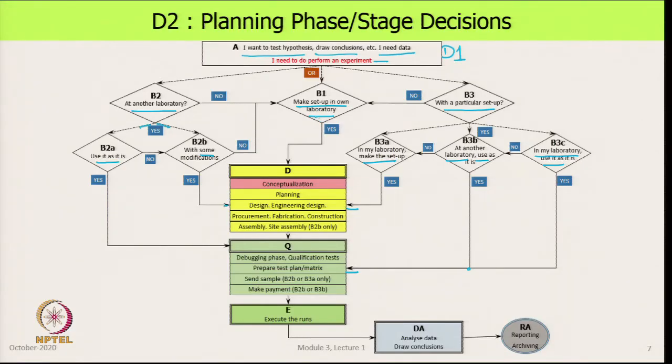If you have to make everything in your own lab and no particular setup is required, then we are at this point, which means that I can't go to another lab. I do not have any particular setup that I have to make. I have to design everything from first principles. Then we come here to the detailed design phase, and this becomes D3. And then from there we do full planning, detailed engineering design, procurement, assembly, debugging, prepare the test plan, we do not send the sample, we have the sample with us, we do not need to make any payment, execute the runs, analyze the data and draw the conclusions.